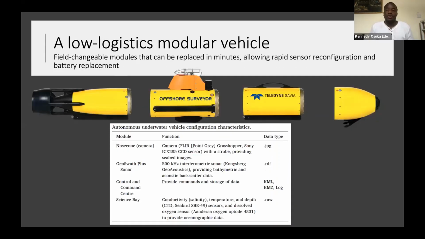The autonomous underwater vehicle is a good way of overcoming these challenges, particularly this one, the Gavia, because it's a low logistic modular vehicle in the sense that it can be fitted with different modules. Each module can have its own use in surveying a particular area. So in case you're interested in backscatter, you can attach the modules that are of interest to you. And because of that, you can interchange the modules, and in case the battery goes off, you can also bring in a new battery. And that makes it very important and relevant in terms of surveying the reefs.